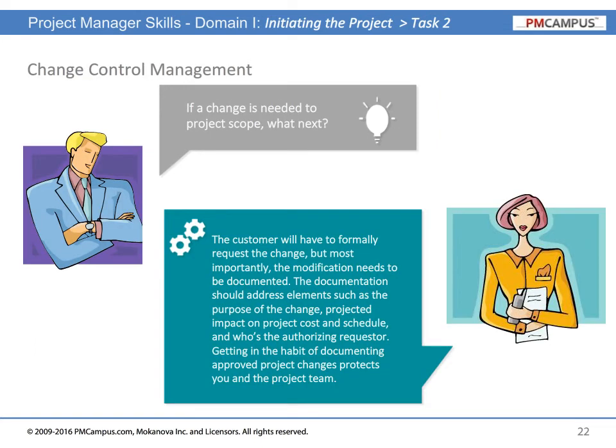If a change is needed to project scope, what next? The customer will have to formally request the change, but most importantly, the modification needs to be documented. The documentation should address elements such as the purpose of the change, projected impact on project cost and schedule, and who was the authorizing requester. Getting in the habit of documenting approved project changes protects you and the project team.